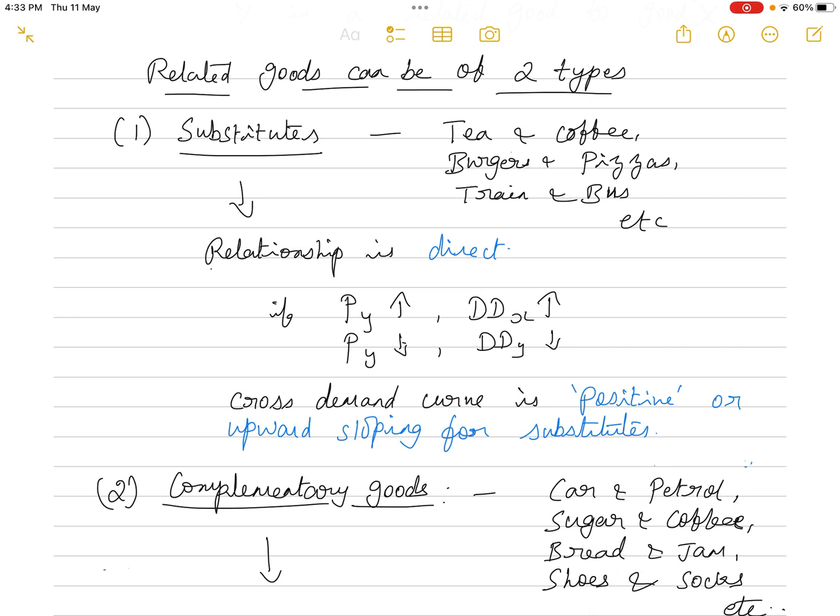If you take the demand for commodity X as a function of the price of commodity X, that is the law of demand. But here we are taking cross demand, that is, demand for commodity X is a function of the price of commodity Y.